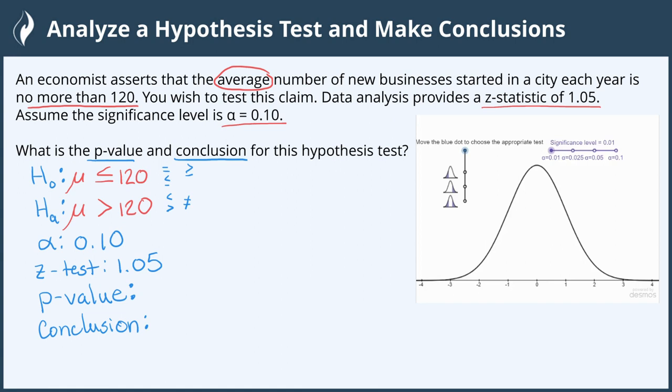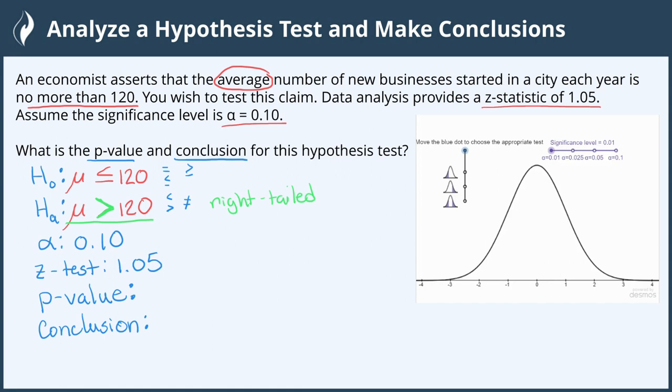Now that we have everything organized, we can go through our tool in Desmos to help us find the p-value, which will then in turn help us make our conclusion. So we're going to use this tool to our right. We know that our alternative hypothesis says that mu is greater than 120. This greater than sign points in the direction of the tail test that we need, so it's pointing to the right. Another way of thinking about it is greater than is larger numbers. So this is a right tail test because the larger numbers go to the right.